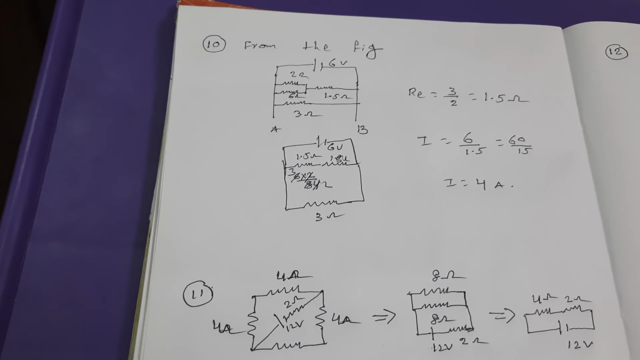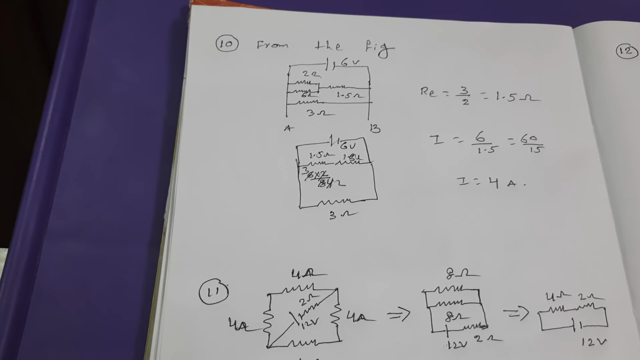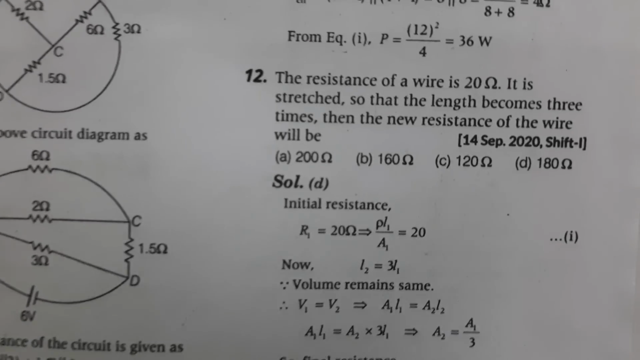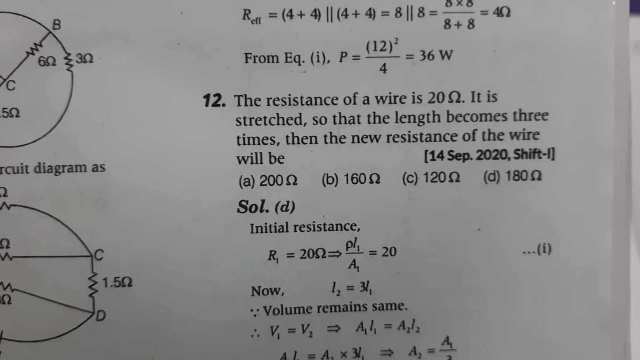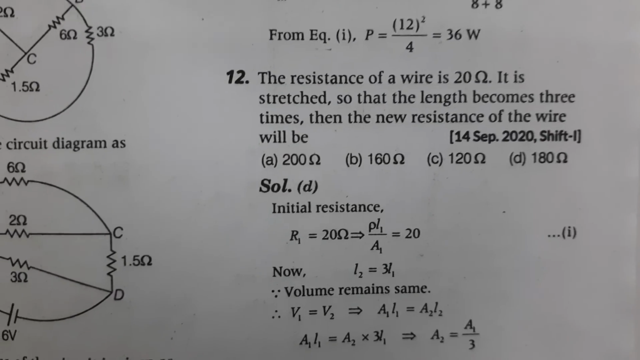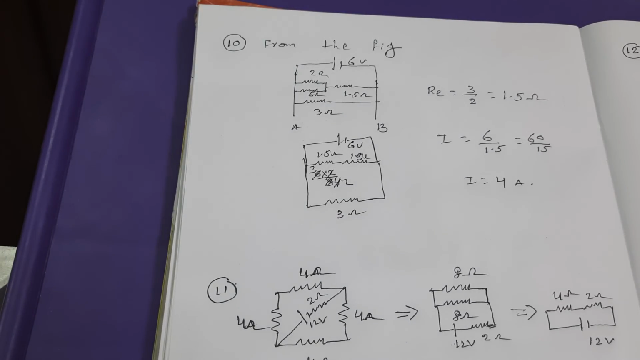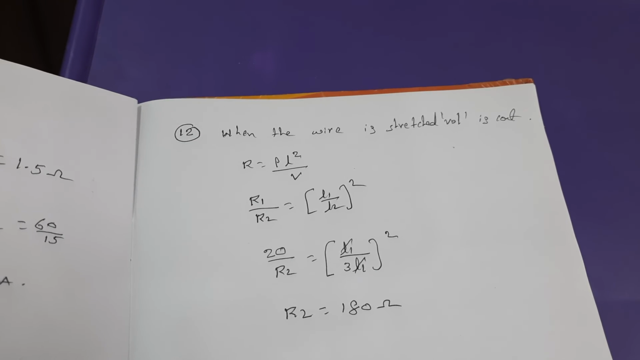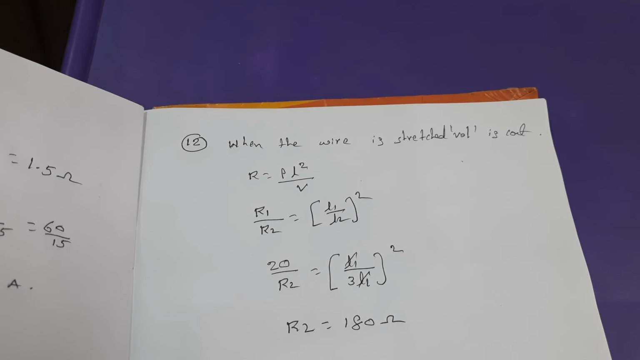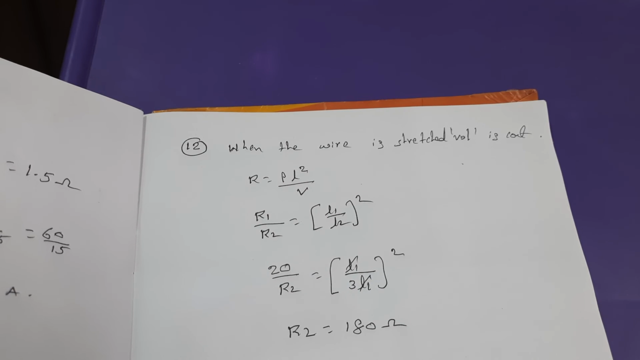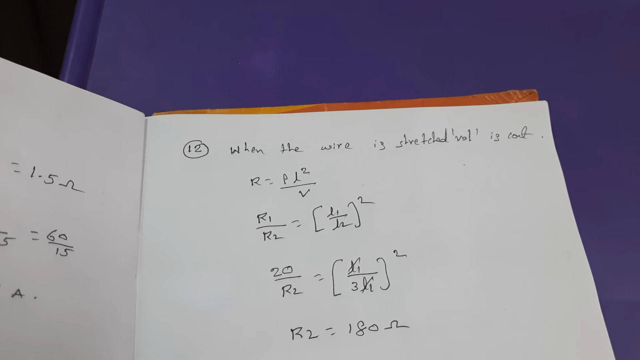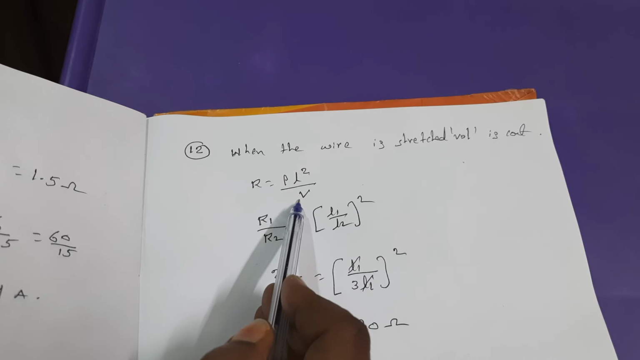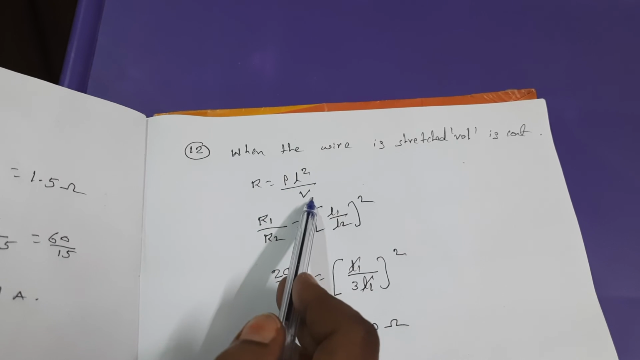Then our next question is like this, also a very simple answer. Look here, the resistance of the wire is how much? 20 ohms. If it is stretched means immediately you have to remember that for a stretched wire, volume is constant. Look here, the resistance formula is rho into L by A. But whenever the wire is stretched, immediately you don't think area is constant, you should think volume is constant. In terms of volume, we can write the resistance formula R equals to rho into L square by V.